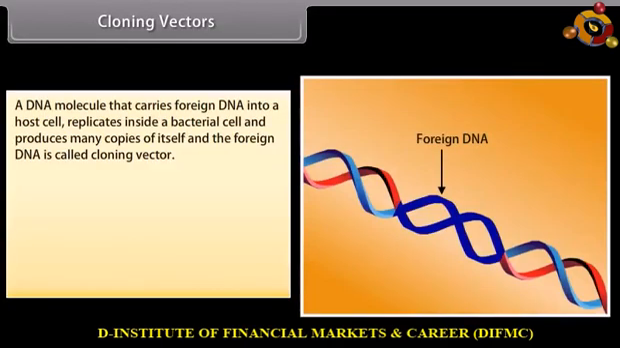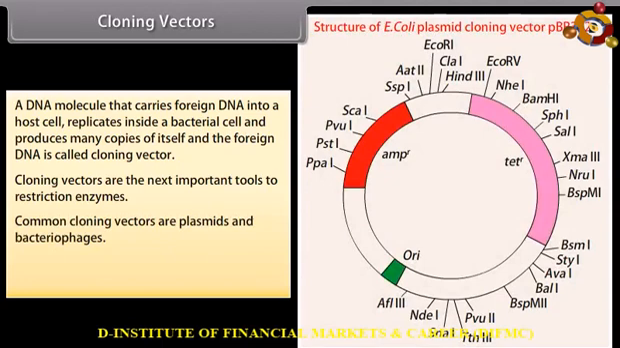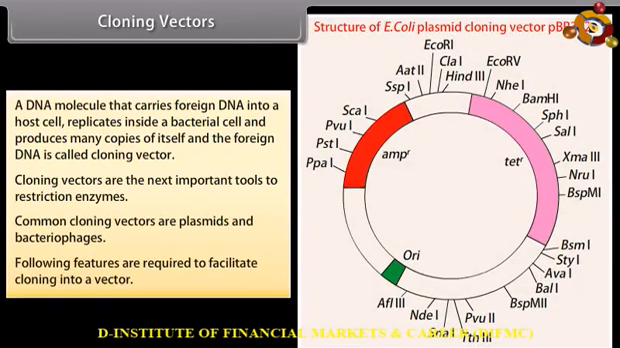Cloning vectors. A DNA molecule that carries foreign DNA into a host cell, replicates inside a bacterial cell and produces many copies of itself along with the foreign DNA, is called a cloning vector. Cloning vectors are the next important tools after restriction enzymes. Common cloning vectors are plasmids and bacteriophages. The following features are required to facilitate cloning into a vector.